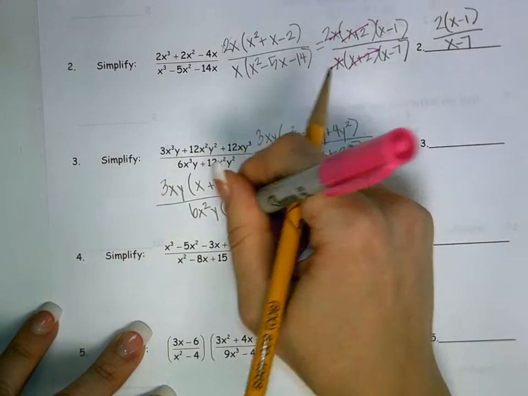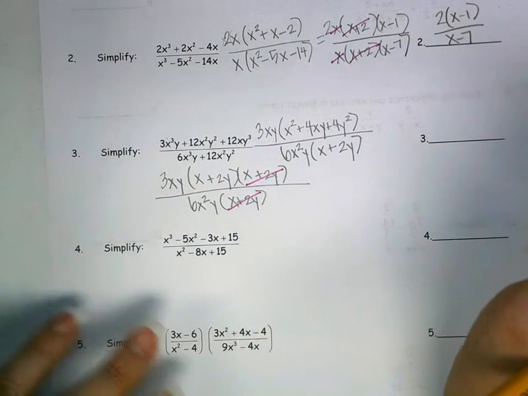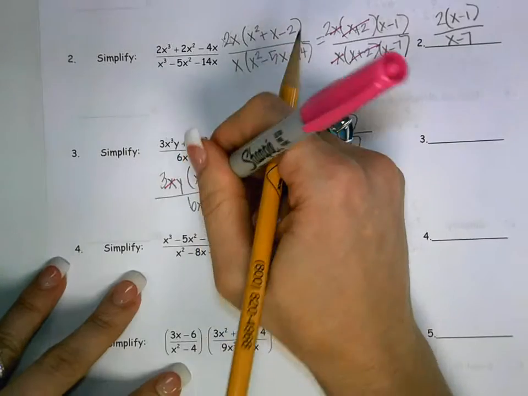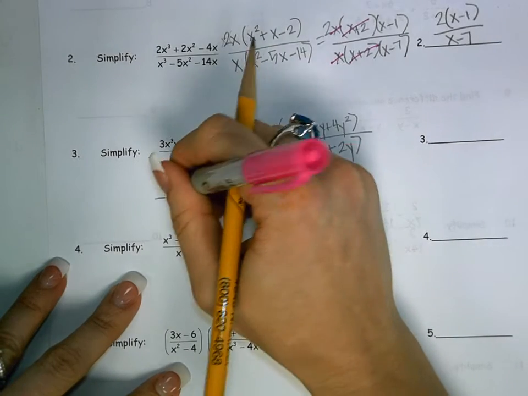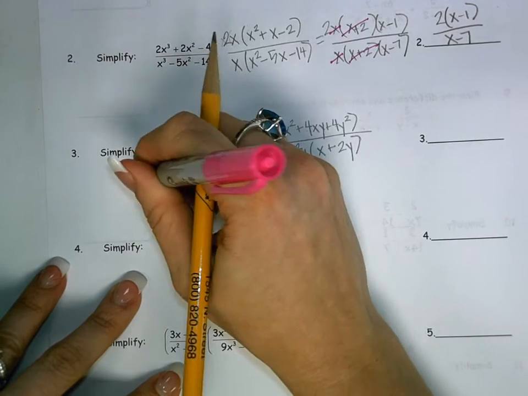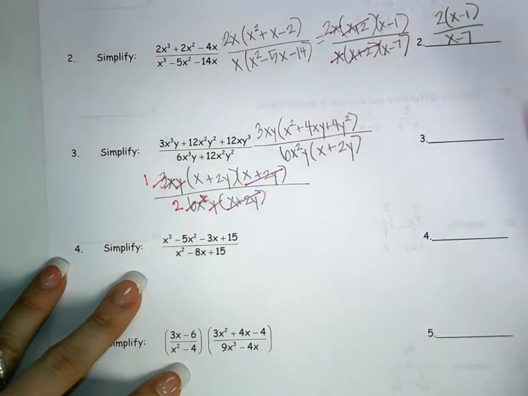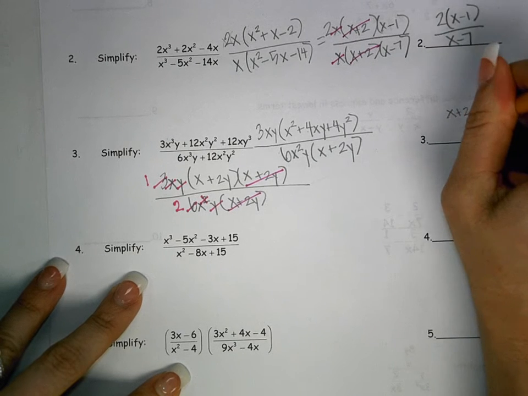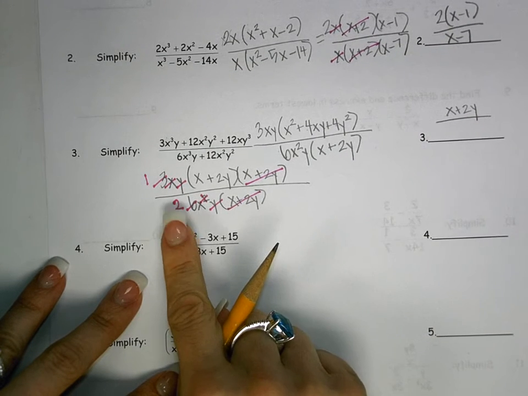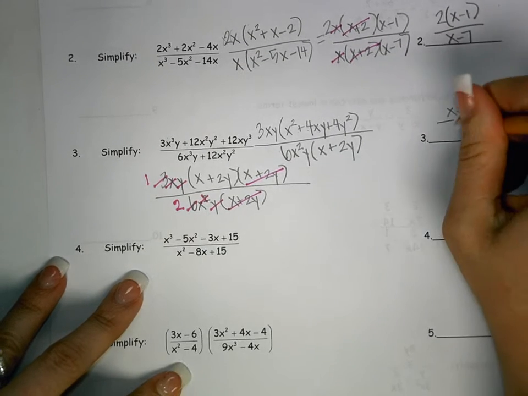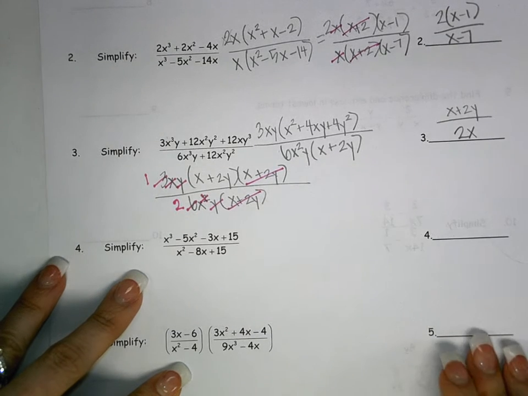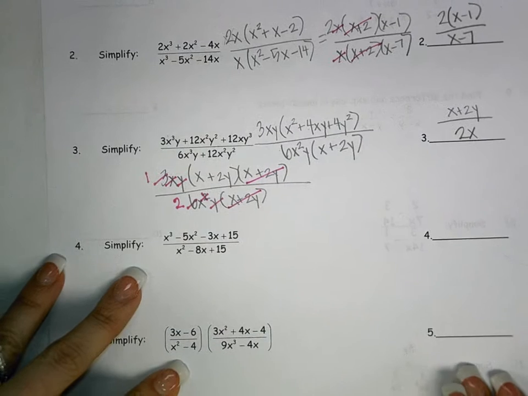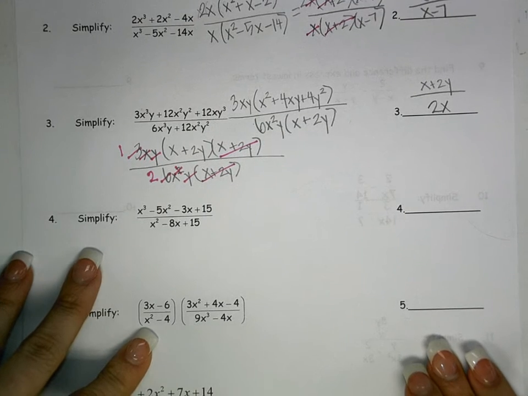So the x plus 2y's cancel out. One of them cancels out. You can't cancel out both. Then here the x cancels out with one of them in the bottom. The y's cancel out. 3 and 6 reduce to be 1 over 2. So all that's left in the top is just x plus 2y. In the denominator, you still have a 2 and an x, and that's it. These cannot reduce because the top is attached by a plus or minus. So be careful on that.